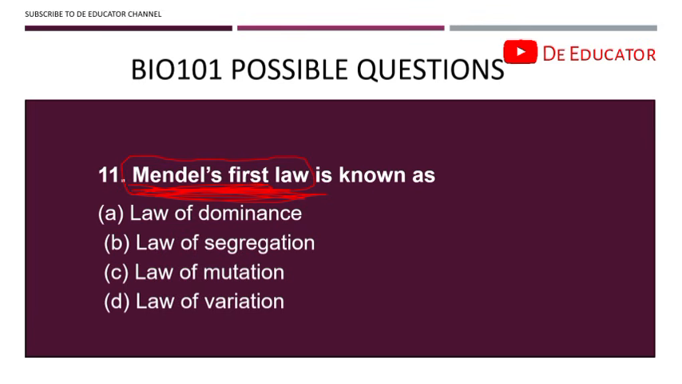Okay, Mendel's first law is known as the law of segregation. Please take note, that is Mendel's first law. I know many of you must have learned that the first law is the law of dominance, but no, that is not the first law. The first law is the law of segregation. The second law is the law of independent assortment. Then the third law is the law of dominance.